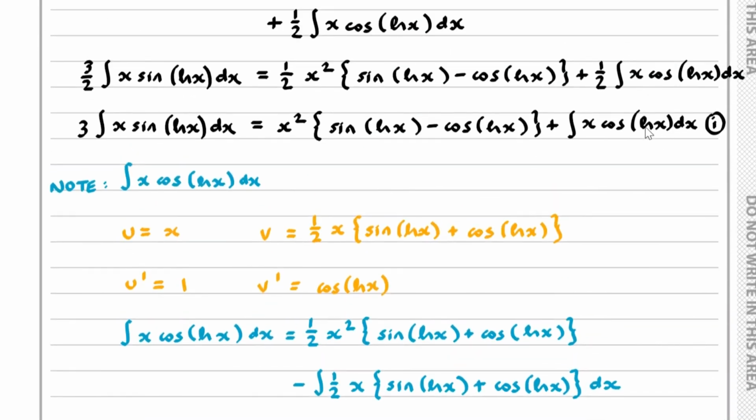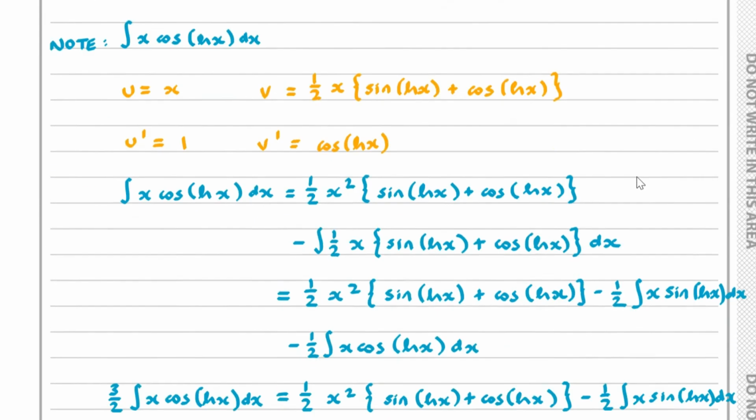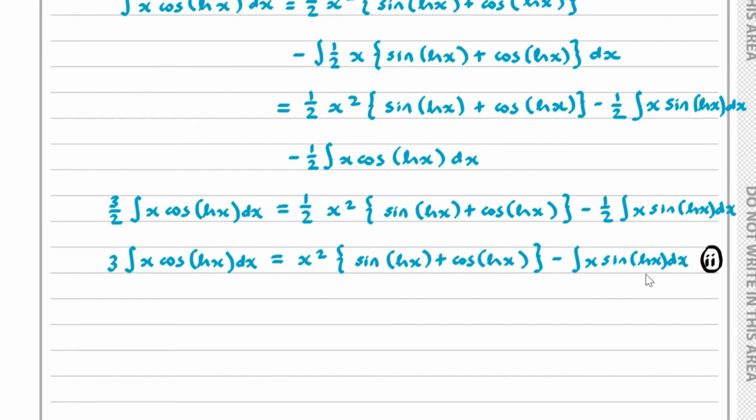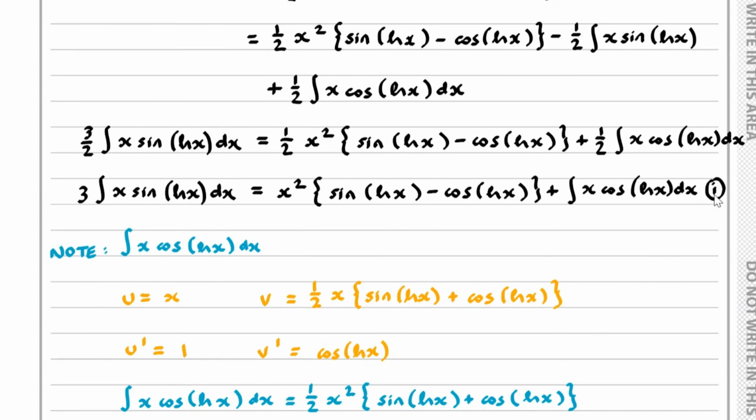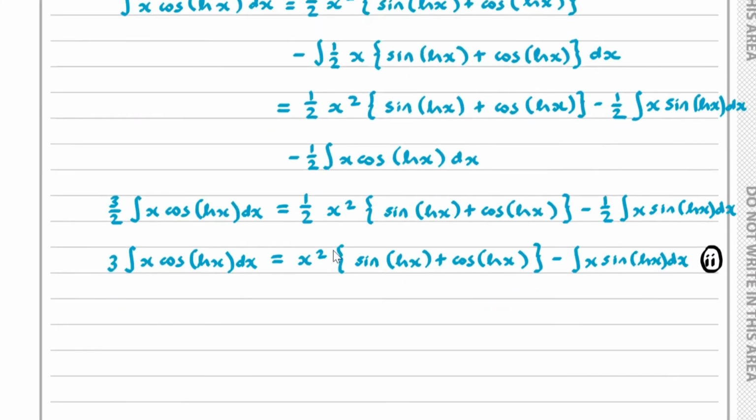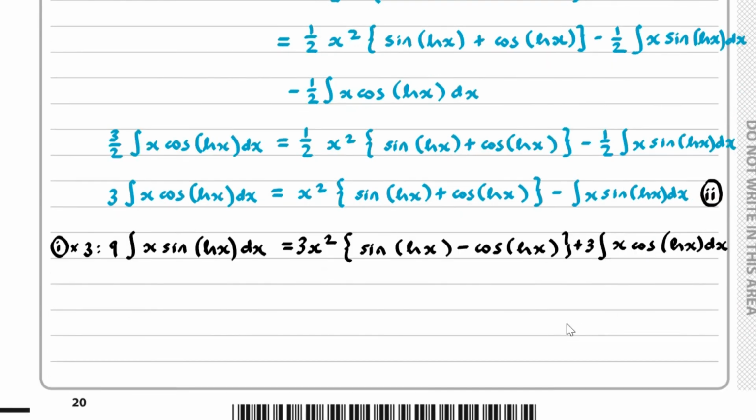what I can do, well, here I want to get rid of this bit, because then I'll have something involving the integrals of sine only. So I'm going to multiply I by 3. So if I multiply equation I by 3, we'd end up with this equation here, 9 times the integral of x times the sine of the natural log of x equaling 3x squared times sine of the natural log of x minus cos of the natural log of x plus 3 times the integral of x times the cos of the natural log of x.